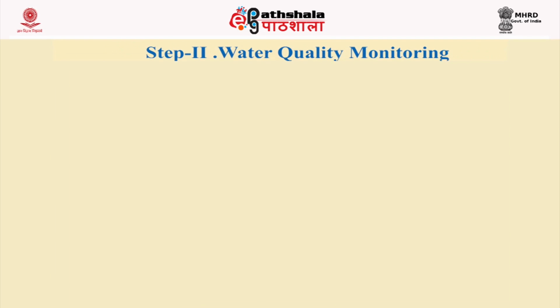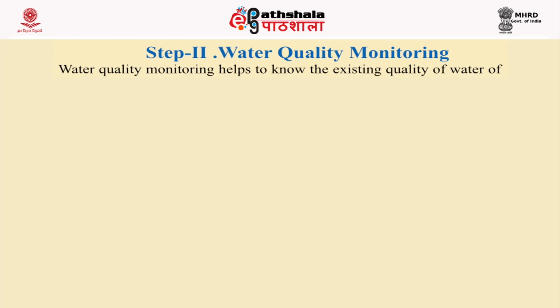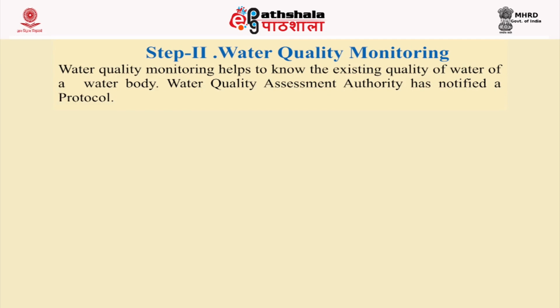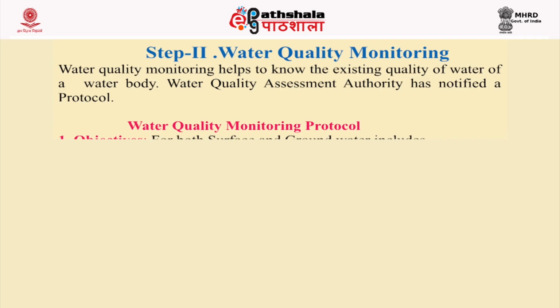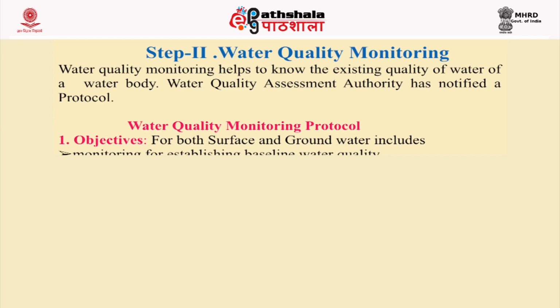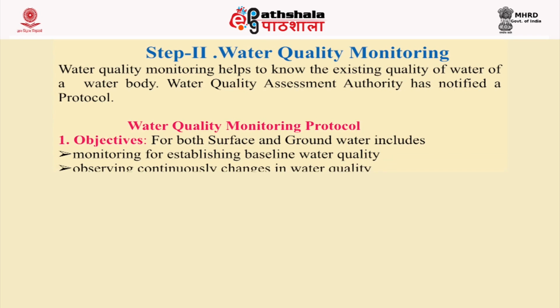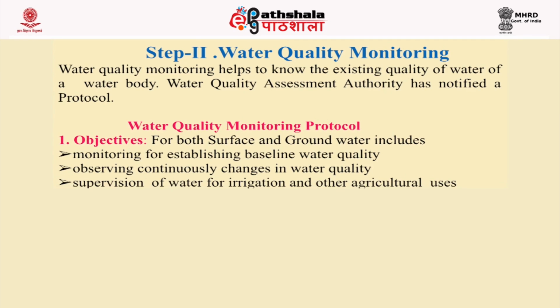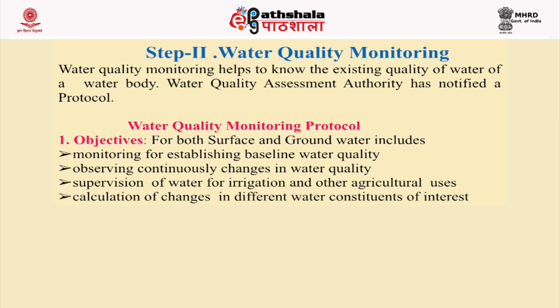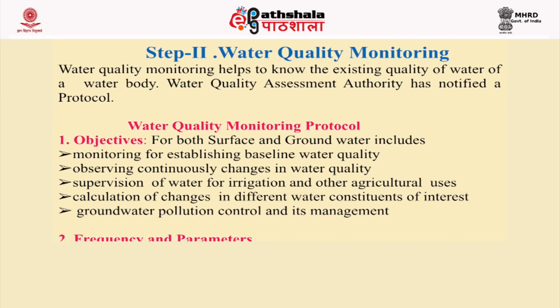Now, the second step is water quality monitoring. Water quality monitoring helps to know the existing quality of water of a water body. Water Quality Assessment Authority has notified a protocol for this. The protocol includes objectives. For surface water and groundwater, the objectives are monitoring for establishing baseline water quality, observing continuously changes in water quality, supervision of water for irrigation and other agricultural uses, calculation of changes in different water constituents of interest, and groundwater pollution control and its management.